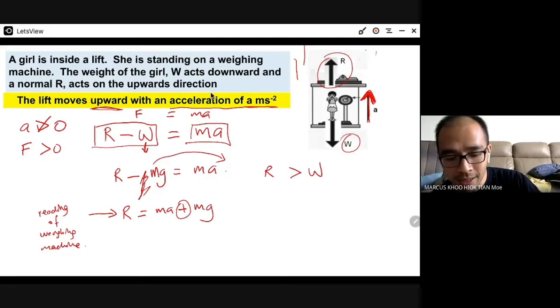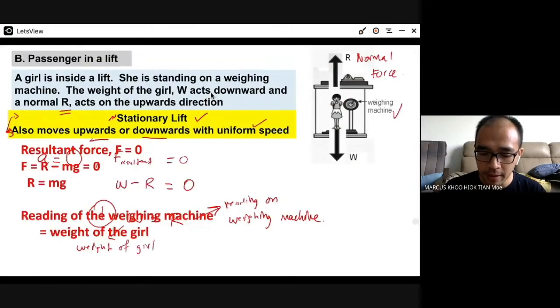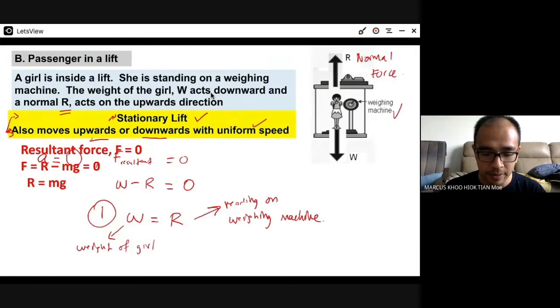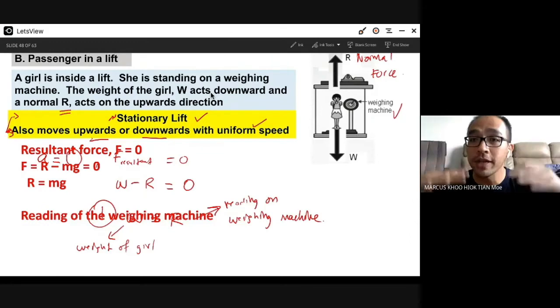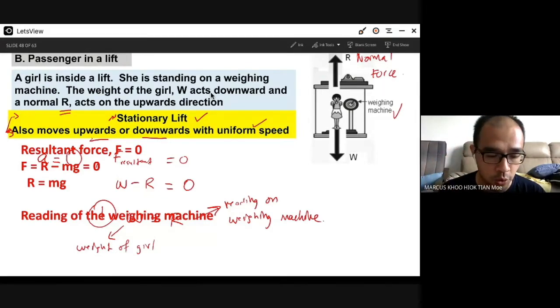So what this girl is going to feel, she's going to feel as if dia kena tekan for a little while lah. Then lepas itu dia akan stabilize balik. Okay, so she's going to feel a little bit heavier because the thing is accelerating upwards. Next time you go into the lift, you think about this. Okay, so that's the second situation.